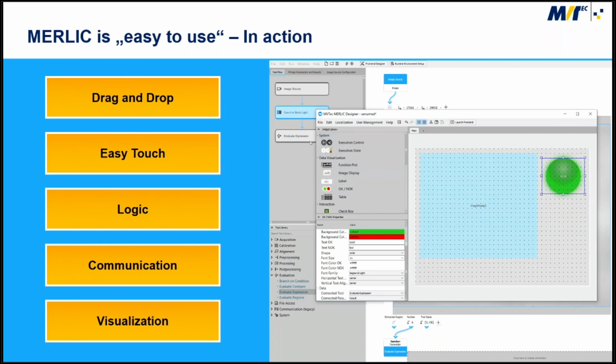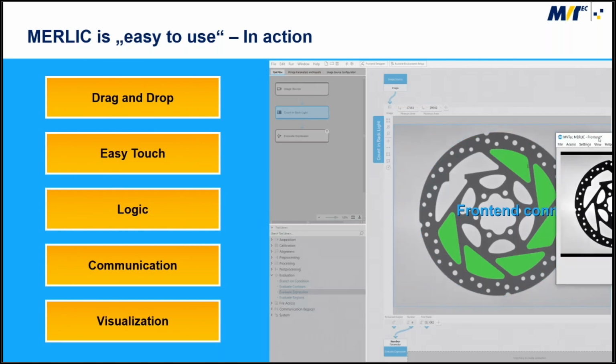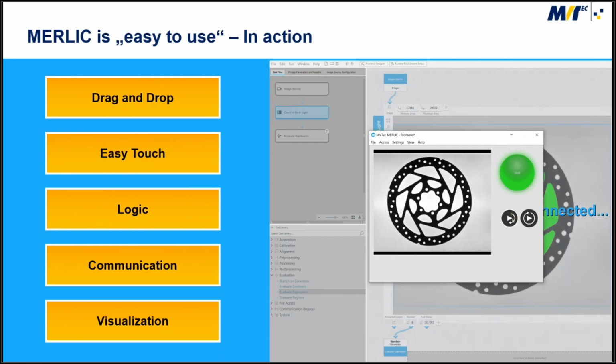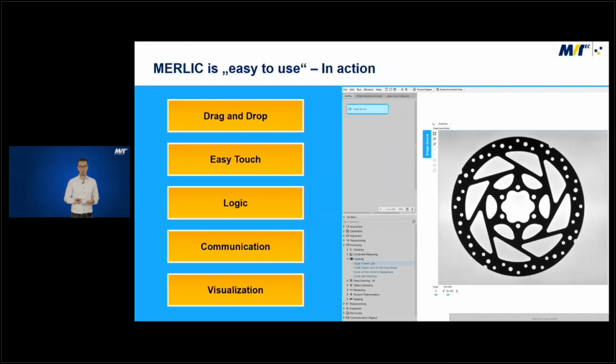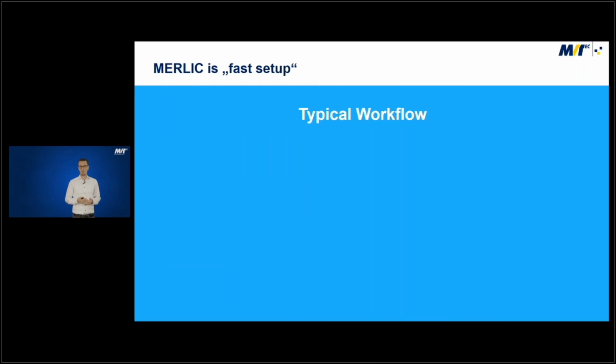And now the last step we have to do is to put in a small control widget, which gives us the possibility to start and stop the application directly out of the front end. So now it's done. We have our vision application. We're counting these through holes, and we get back the result through the Merlic front end if it's okay or not okay. Now you see, and now you have a glimmer of how easy it could be to configure your application without programming and with only configuring your application. Now let's see how fast setup looks like in Merlic and the typical workflow of an application.